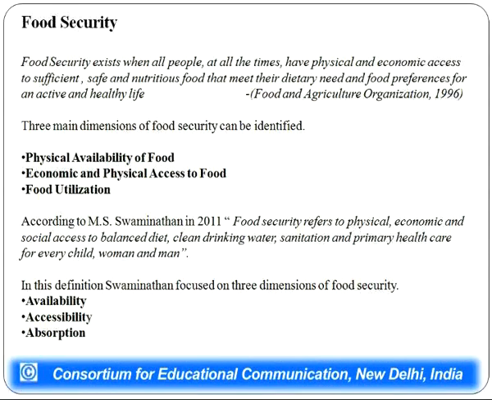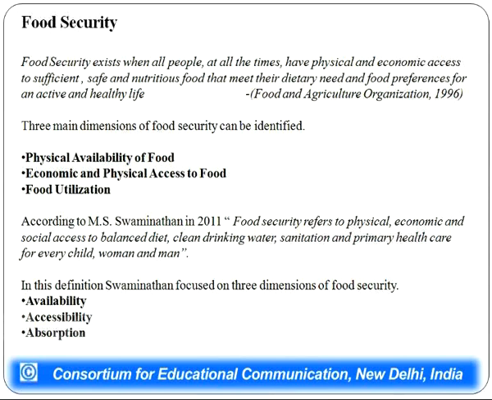So, on the basis of the above, three important dimensions of food security can be identified. First, physical availability of food. Second, economic and physical access to food. So, distribution is also very important, and then food utilization.